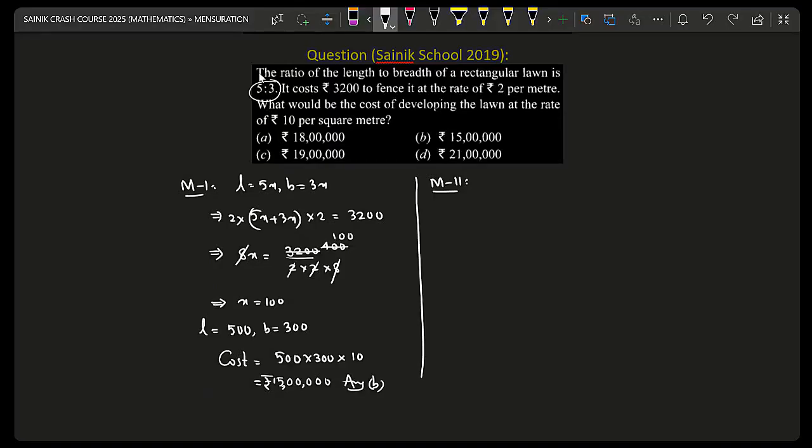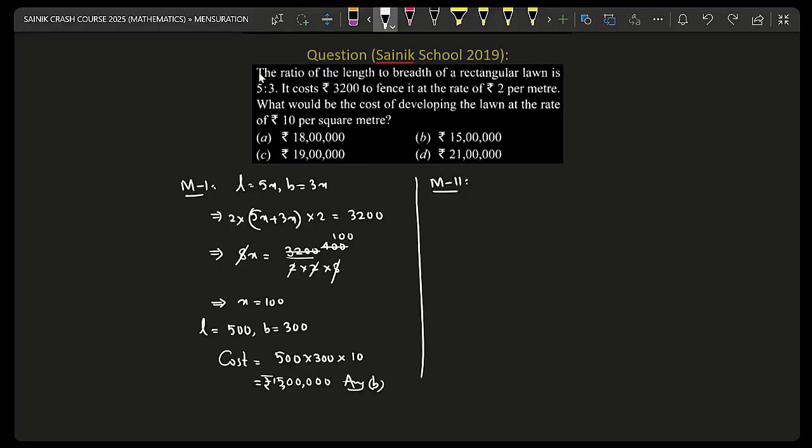Sir, 5:3. It is from ratio, right? Yes, sir. So we know ratio, that is share formula, right? Yes, sir. Whenever the sum of the two things is given and the ratio is given, we can find each individual thing using the share formula. Sir, 3/8 into 3,200.